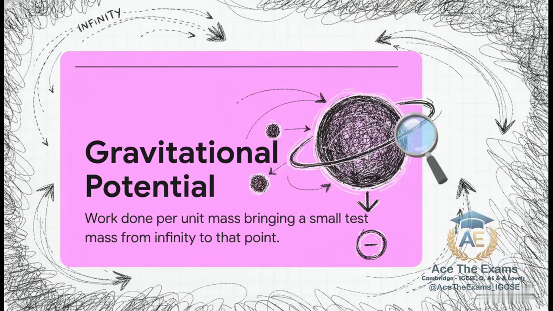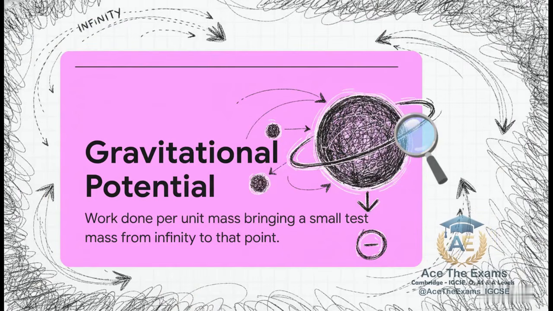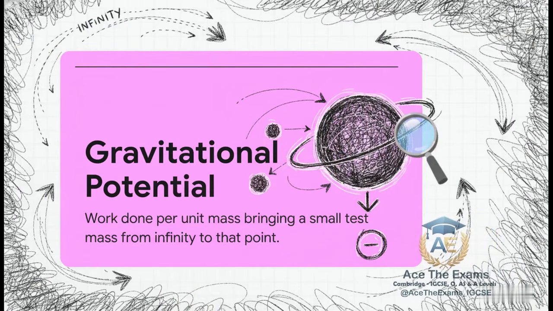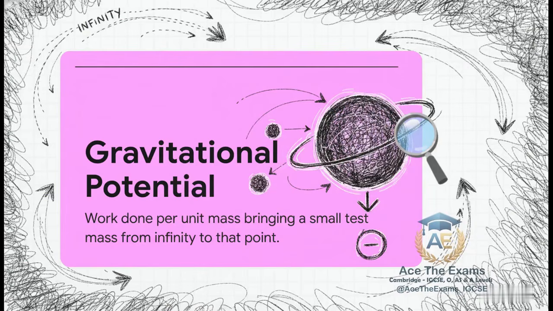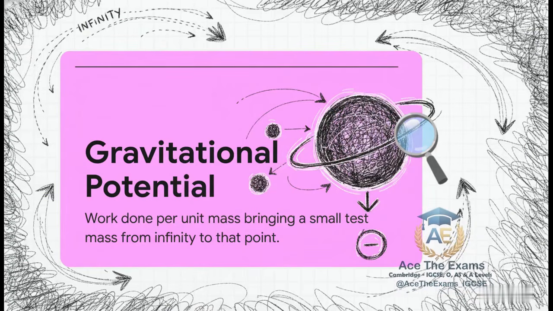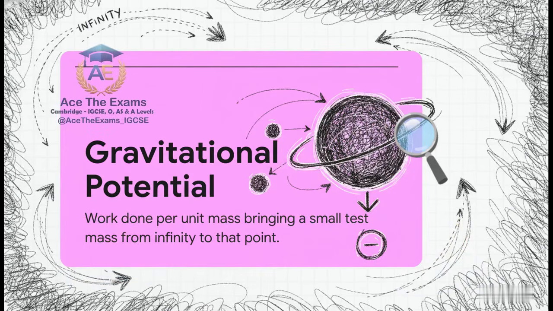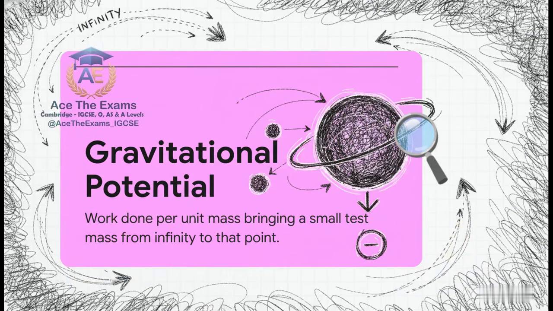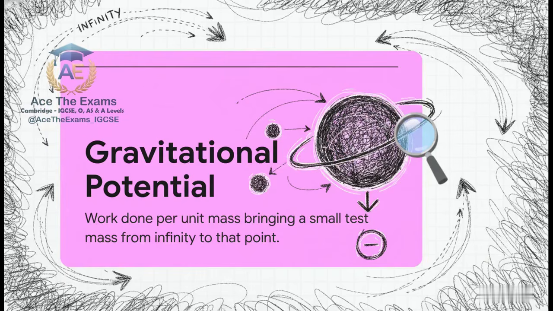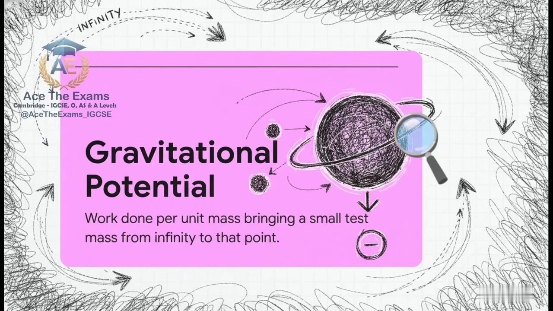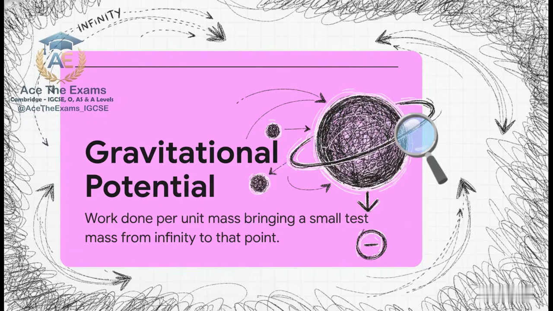This brings us to a definition you absolutely must lock into your memory: gravitational potential, represented by the Greek letter phi. If the command word is define, you write the work done per unit mass in bringing a small test mass from infinity to that point. Notice it says work done per unit mass. This is incredibly important. It is a property of the gravitational field itself at a specific location, totally independent of whatever small object you might eventually decide to place there.